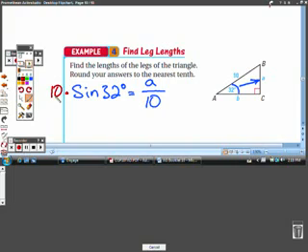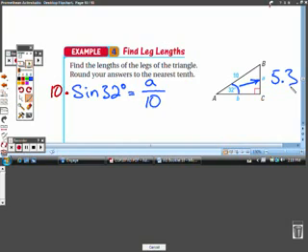There you go. Let's round it to the nearest tenth. 5.3. That sounds right because the hypotenuse is 10, so the leg's got to be shorter. Yeah. Right? All right.